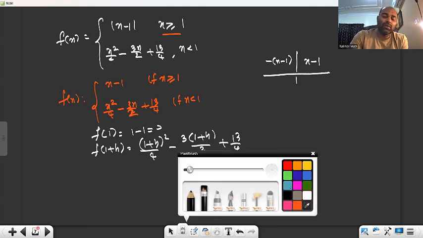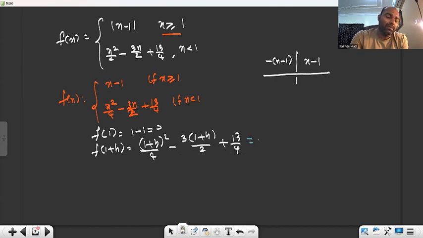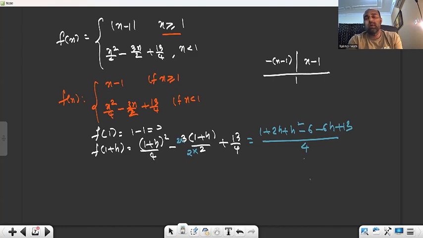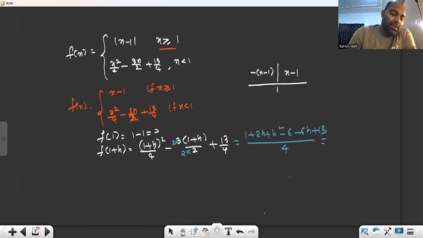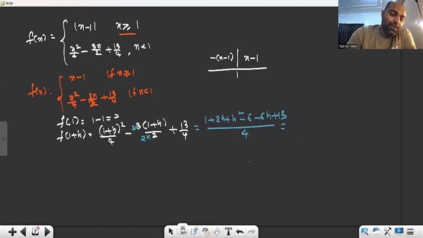This calculation is a little hard. Let us see. Here I multiplied 1 by 2. Why did I multiply? To make the denominators the same. So 1 plus 2h plus h square minus 6 minus 6h plus 13, all divided by 4. In the calculation, please don't make mistakes. If anywhere a minus mistake is there, everything goes wrong. From my side also, if any mistake is there, you have to tell me.